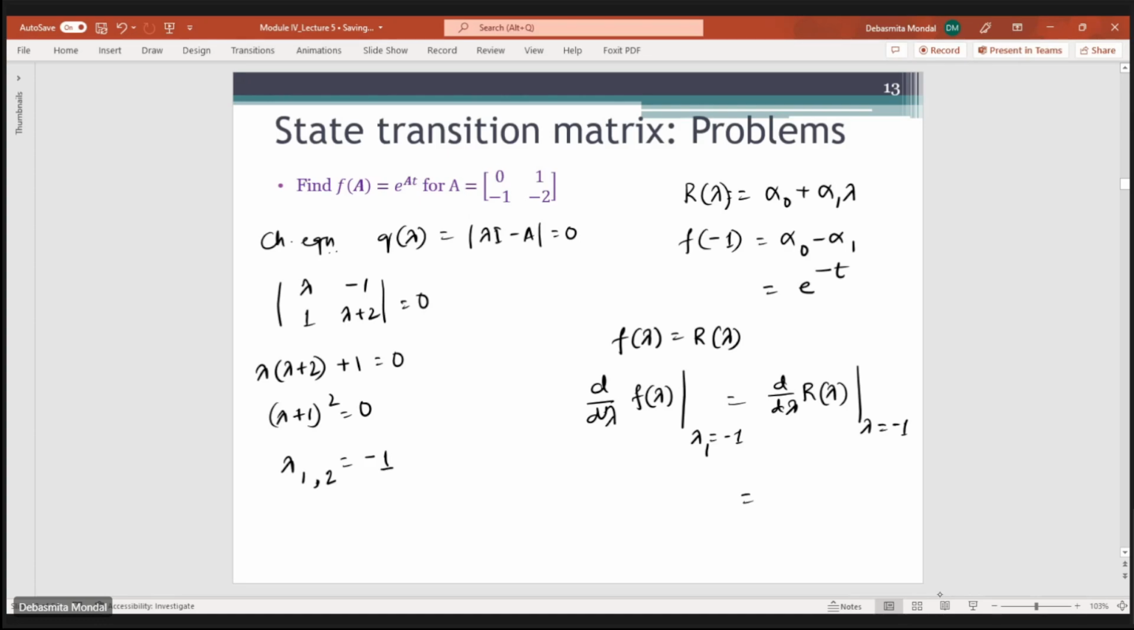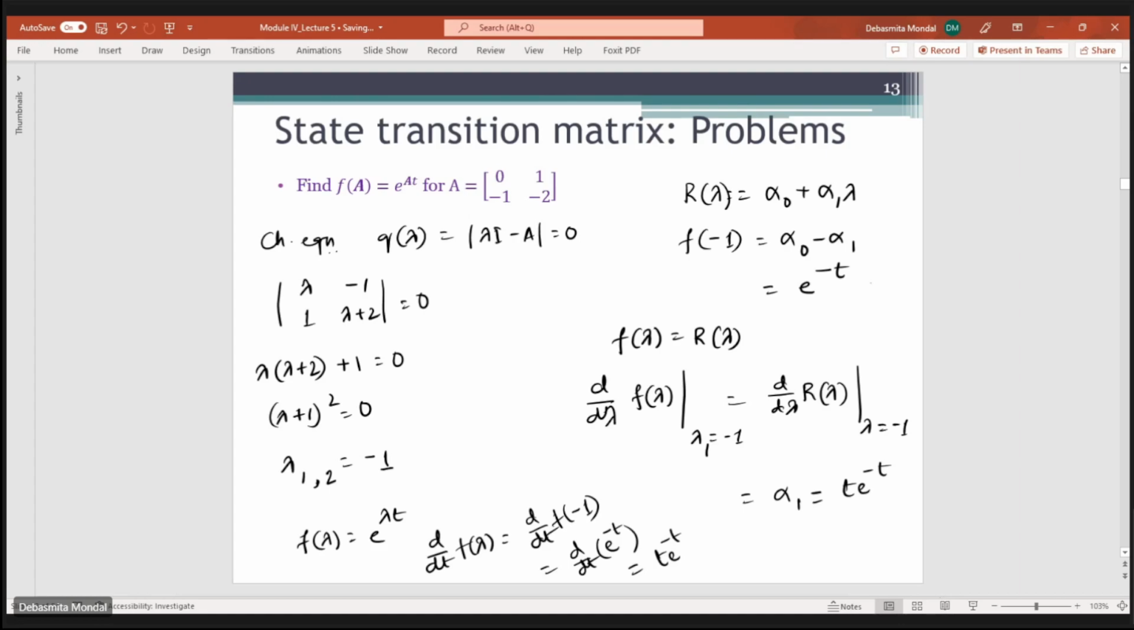So this term will be equal to alpha 1, and from the left hand side you have e to the power lambda t. So f of lambda is equal to e to the power lambda t. That means d by dt of f of minus 1 is equal to d by dt of e to the power minus t, which is nothing but t e to the power minus t. So you can write that alpha 1 will be equal to t e to the power minus t.